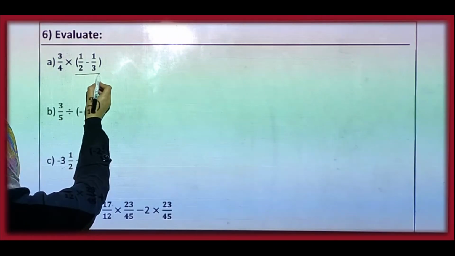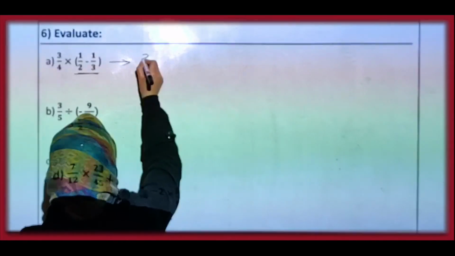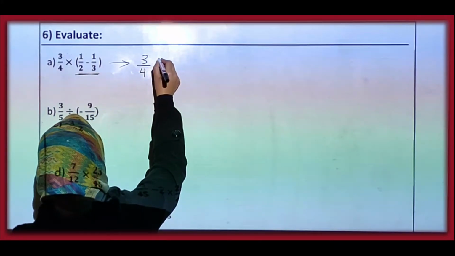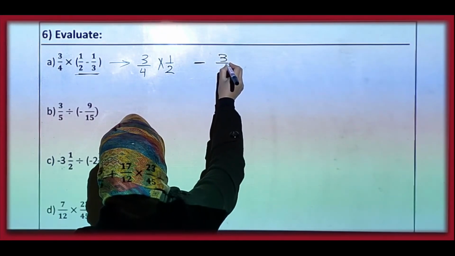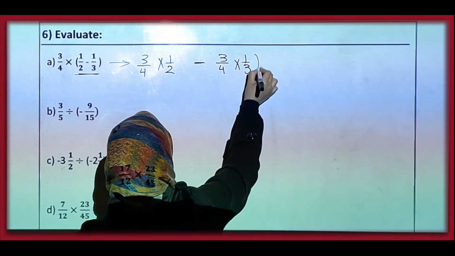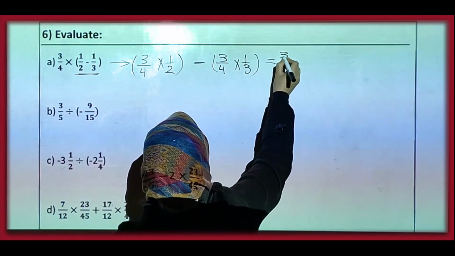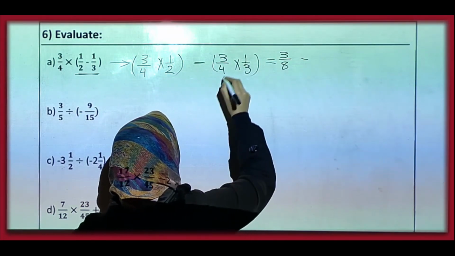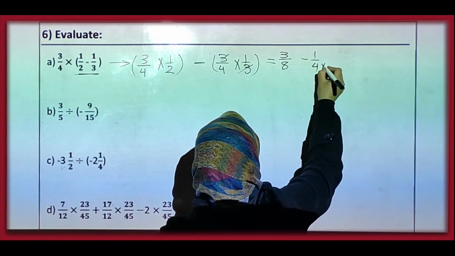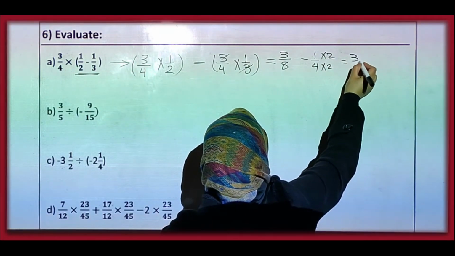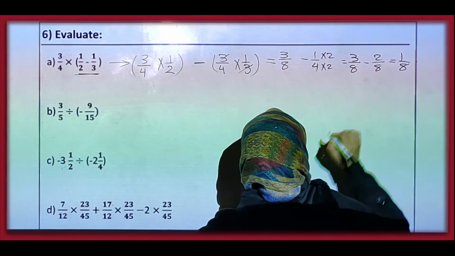Number 6, evaluate 3 over 4 multiply all this bracket. We can answer this question by different methods. The simplest one, 3 over 4 multiply half by distribution minus 3 over 4 multiply a third, equals 3 over 8 minus, cancel the 3 with 3, equals a quarter. To find the common denominator, multiply by 2, equals 3 over 8 minus 2 over 8 equals 1 over 8.